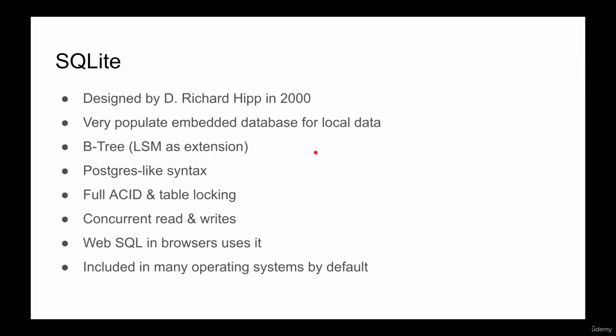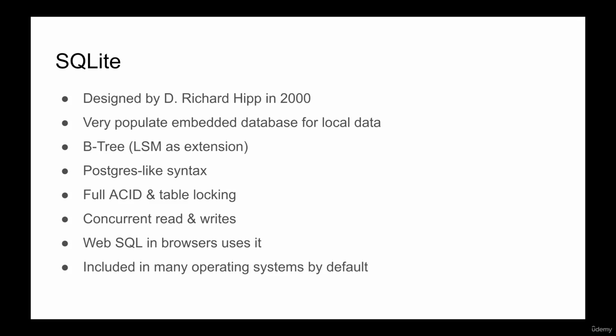SQLite. How did we go that far without talking about beautiful SQLite? Created by Dwayne Johnson. Oh my God, The Rock created SQLite. Dwayne Richard Hipp in 2000. He said, why am I writing directly to files using io.file.write when I write locally to disk? I want a database locally. Can I please have it, please?